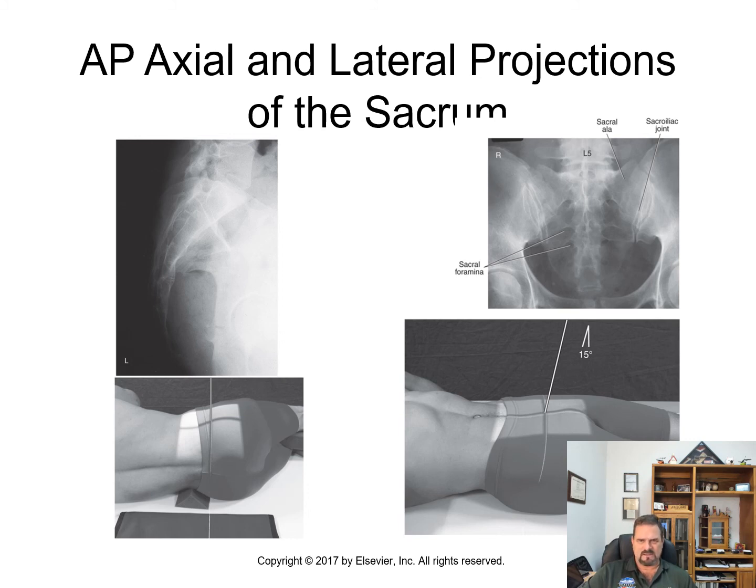You can see these guys again, 15 degrees on your projector at this point in time on the beam. This is a left projection, pelvis. You can see the pelvis here and also the spine. This is AP axial, and then of course you have your AP lateral, and then you have your axial representation as well.